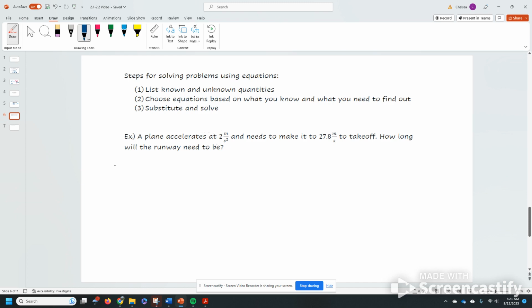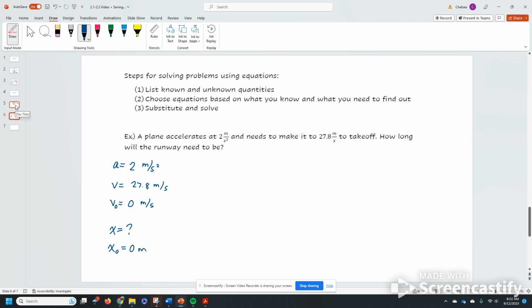So this 2 meters per second squared, I'm going to list that as a known. We know our acceleration is 2 meters per second squared. This is our final velocity. So our final velocity needs to be 27.8 meters per second. We can assume that our initial velocity is 0 because we're starting from rest. So that's what we know. And then what we need to know is our final distance. And we can assume that we also start from 0. So our initial position is 0 meters.